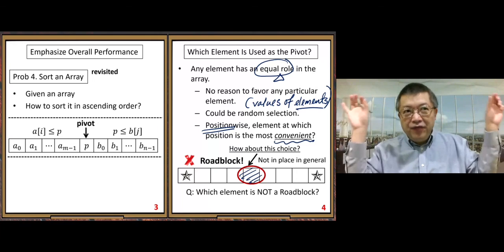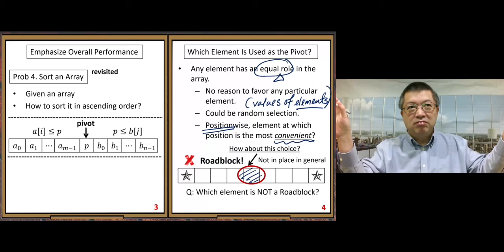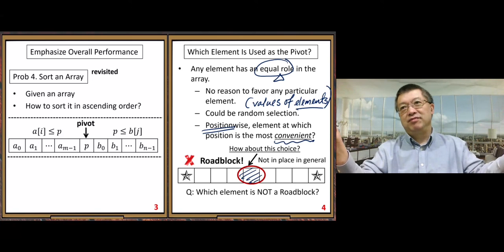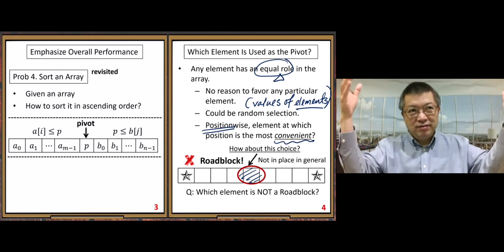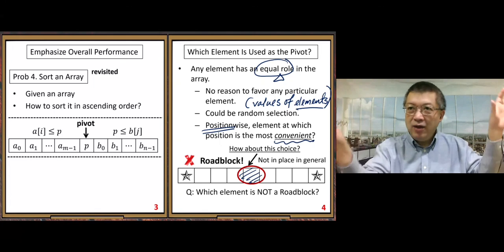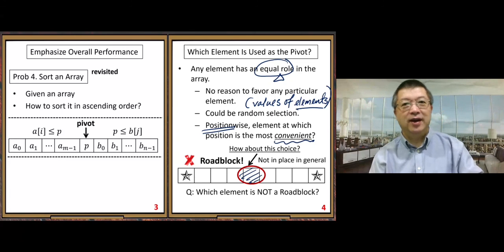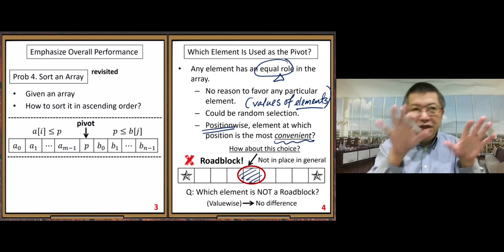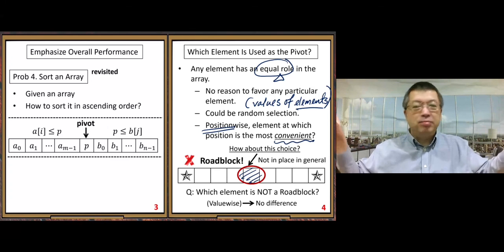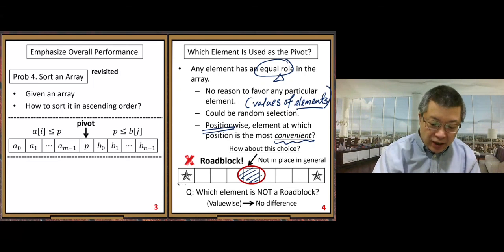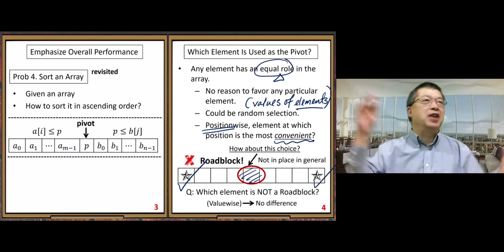So only these two special elements are not the roadblock. The most convenient two positions. Leftmost, rightmost, that's the good positions. Good candidates. We can pick any of the two. All right, so you can see, here, we know value-wise, no difference for all the elements, but position-wise, big difference. And we select either the first one or the last one.